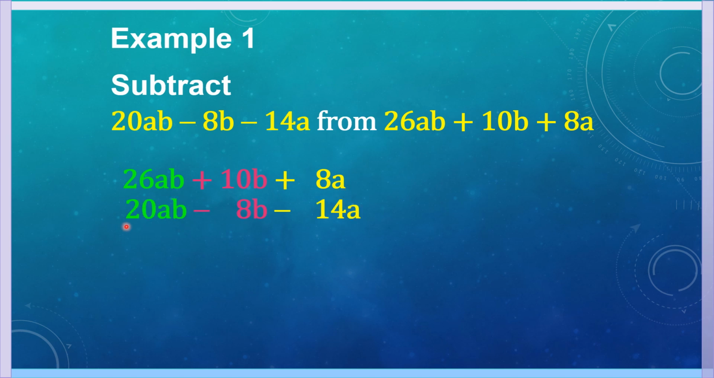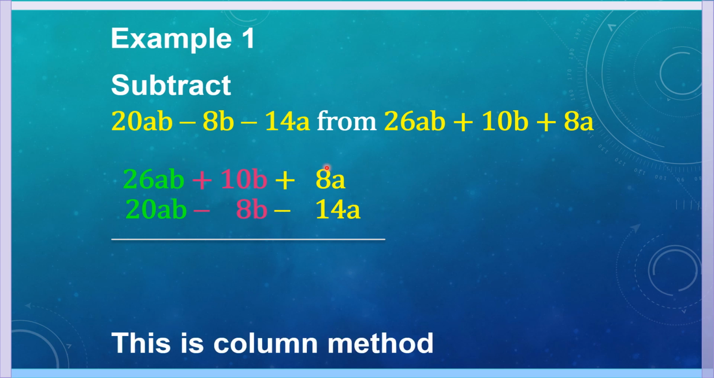We write the like terms one below the other like this. This method is called the column method. We can use this method for both addition and subtraction. 26ab plus 10b plus 8a. Then 20ab minus 8b minus 14a.